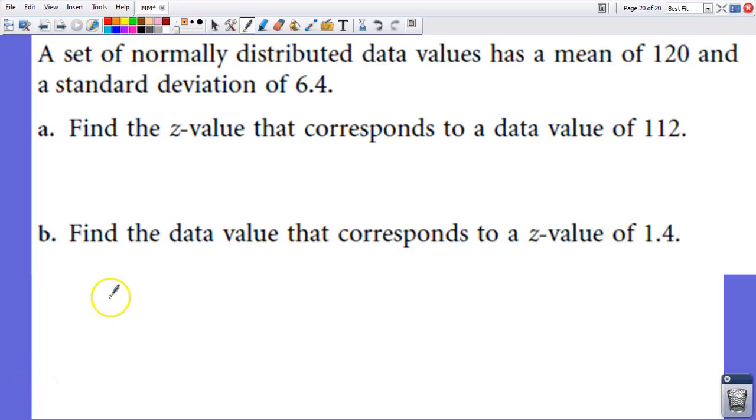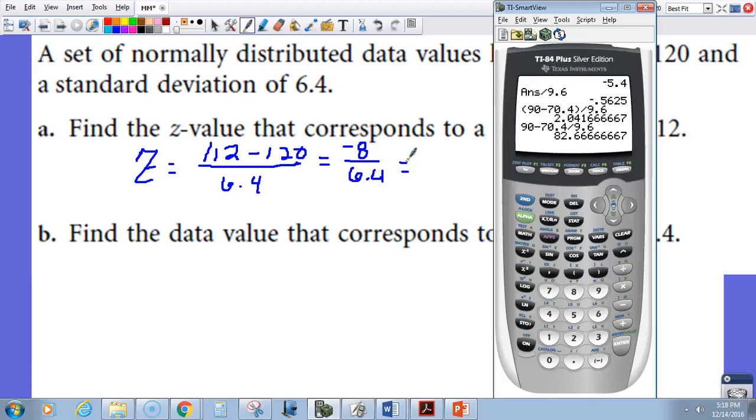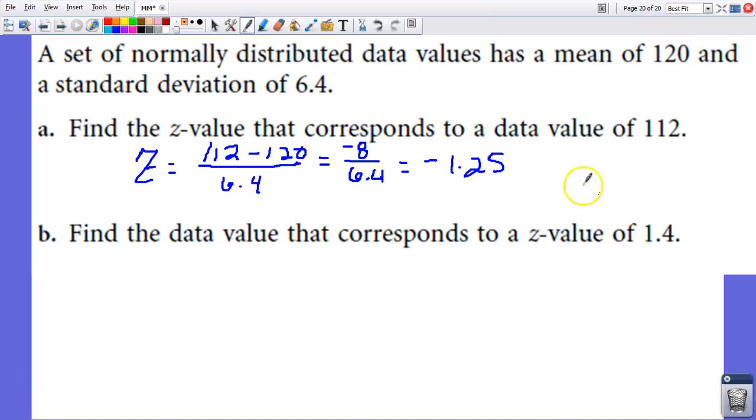So the z value is the z score, so we just use that same equation. So we're going to have 112 minus 120, the mean, all over 6.4, which is going to be negative 8 divided by 6.4, equals, let's see, negative 1.25. Okay. And this next one gives us our z value of 1.4, but it makes us want to find what score that is. So our x, our unknown, is going to be here, minus 120 all over 6.4.